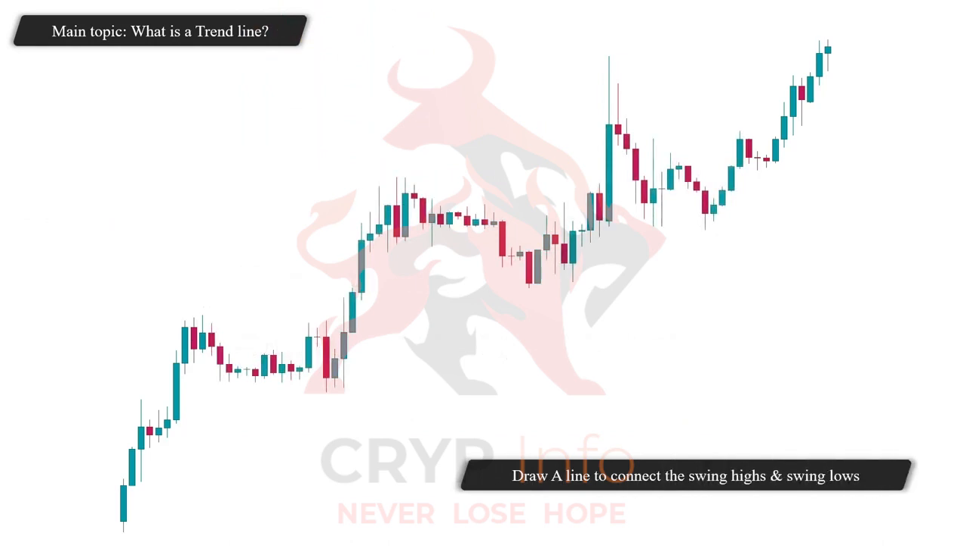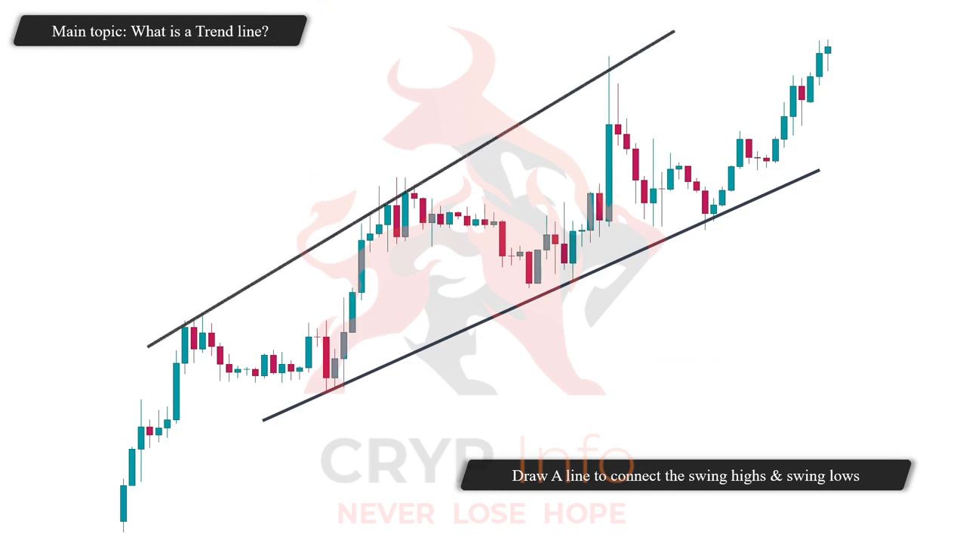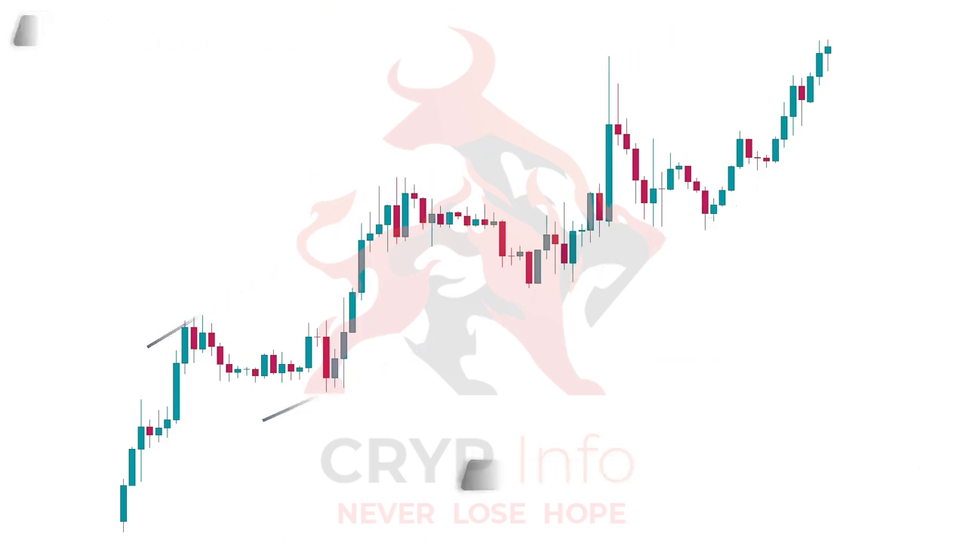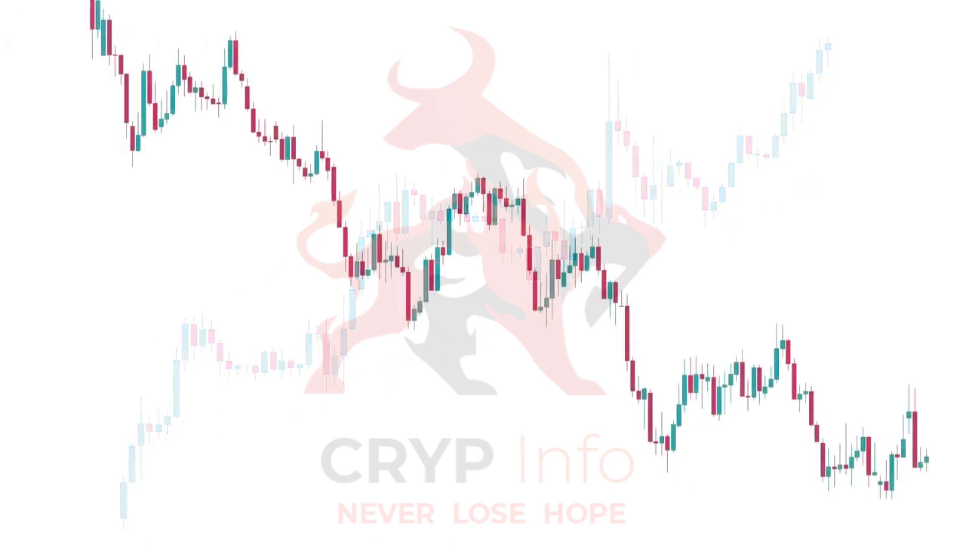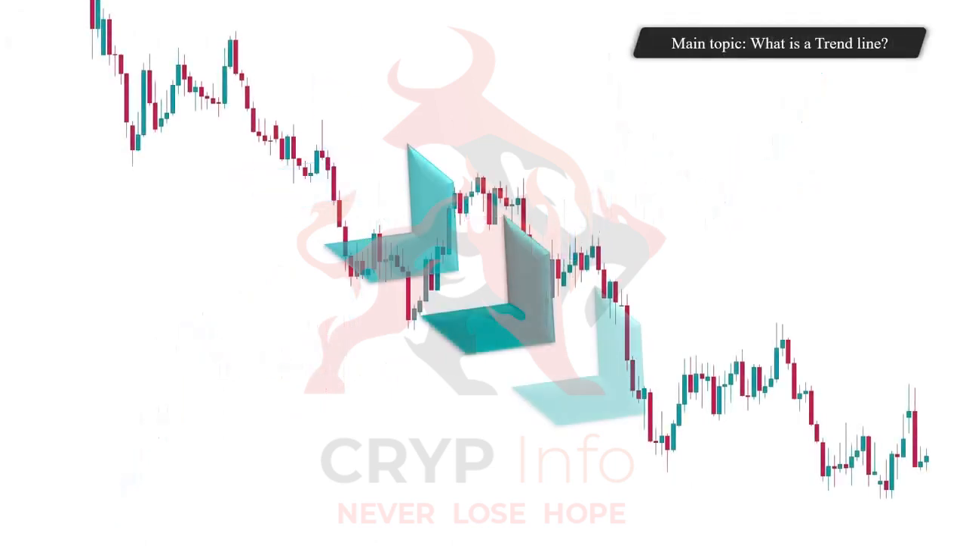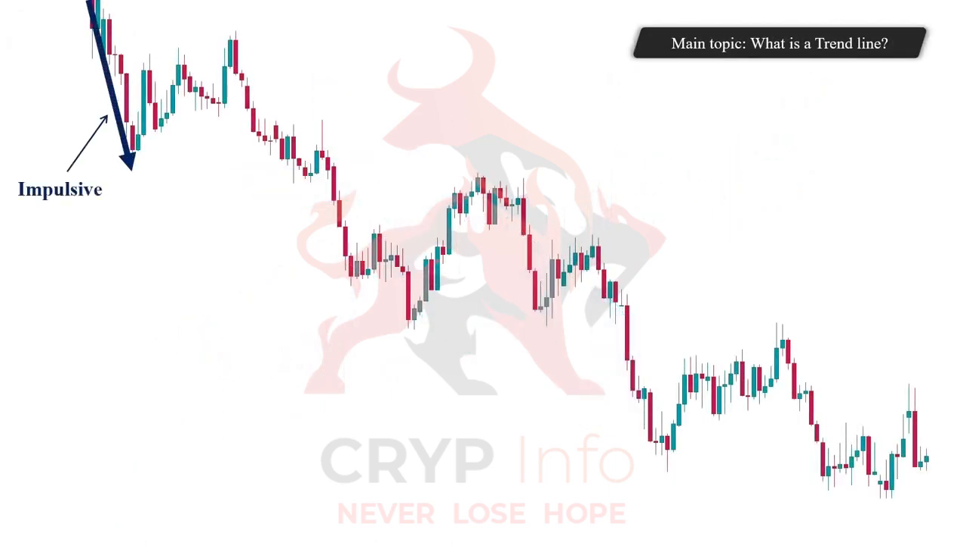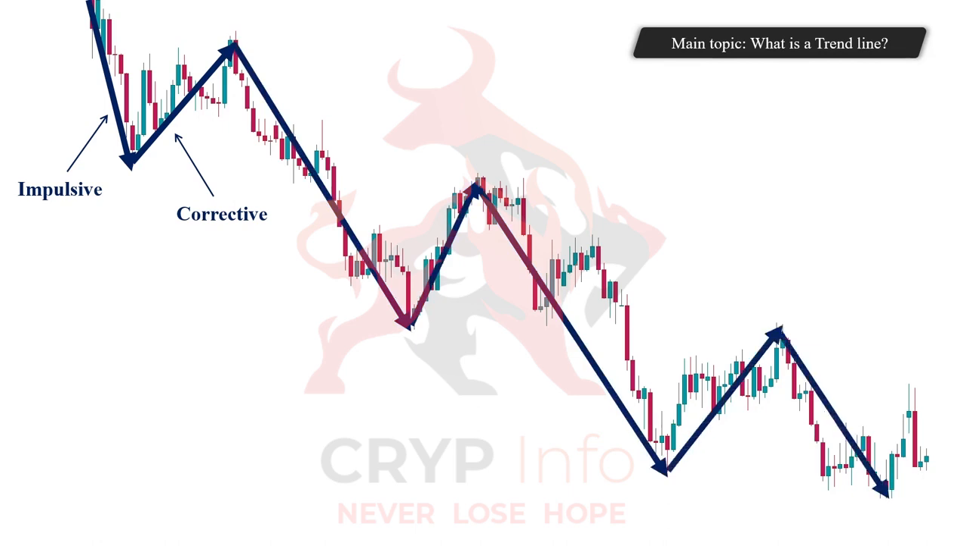Now a trend line is applied to connect the swing lows along the bottom and the swing highs along the top. So let's move on to a downtrend. Here we have a clear downtrend. We have an impulsive move and a corrective move, impulsive, corrective, and so on.